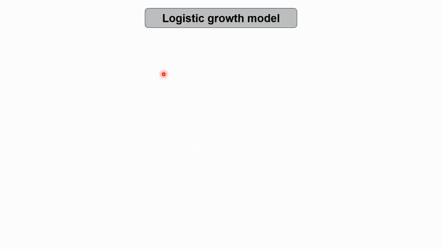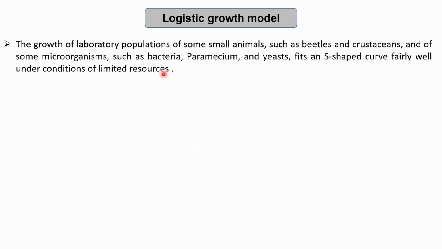The next model is the logistic growth model. The growth of laboratory populations of small animals such as beetles and crustaceans, and of some microorganisms such as bacteria, paramecium, and yeast, fits an S-shaped curve fairly well under conditions of limited resources. So there is a difference between the exponential growth model and the logistic growth model.